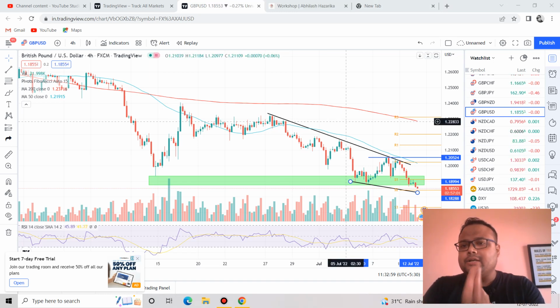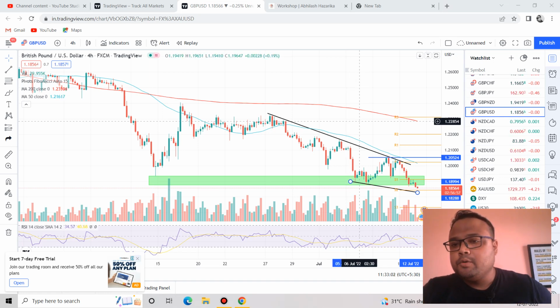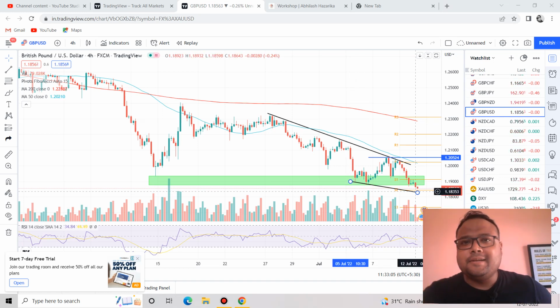So right now, as you can see, GBP/USD is trading below the critical support here. Okay, so let's try to understand what should be our next strategy then.